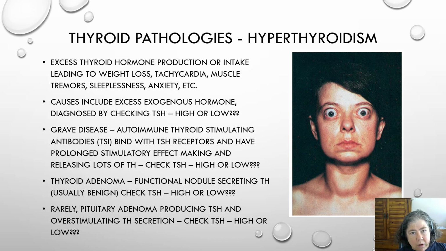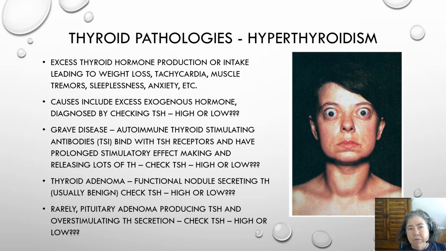If you were to draw blood and check a TSH, would it be high or low? It would be low because all of that excess thyroid hormone is feeding back to the hypothalamus and the pituitary and shutting down the production of TRH and TSH. Doesn't help because the thyroid stimulating immunoglobulins, antibodies, are bound to the TSH receptors.